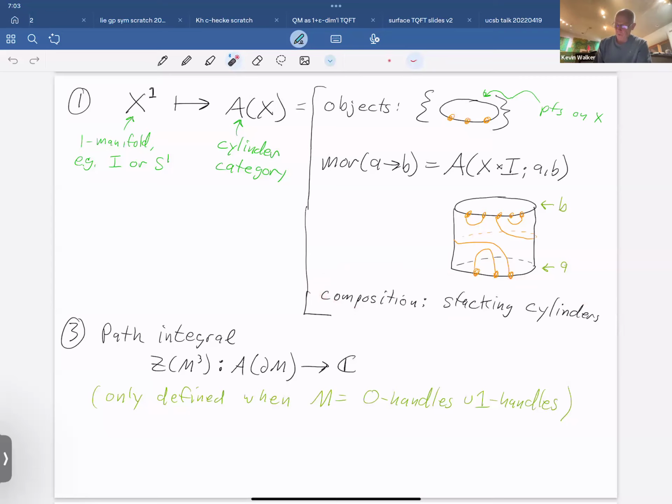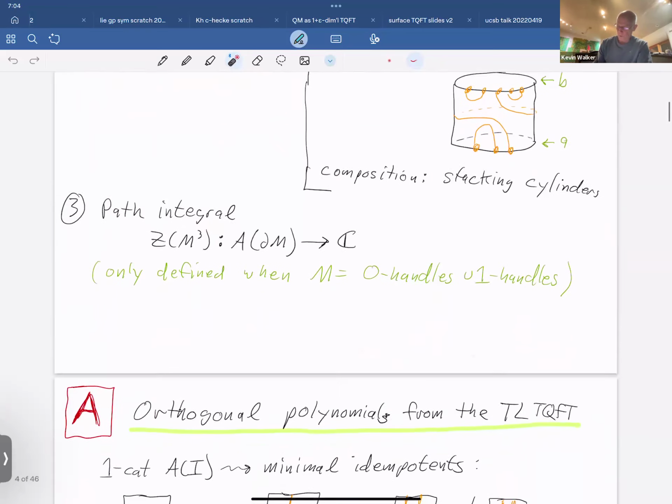And then there's also a path integral that's not always defined. So far I'm using the generic parameter for Temperley-Lieb. This path integral is only defined for certain three-manifolds. In particular, it's defined if the three-manifold can be built out of zero handles and one handles. And if we take some quotients, we can maybe define it beyond that. So that's all old stuff.